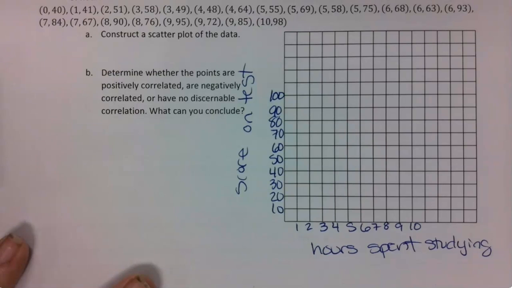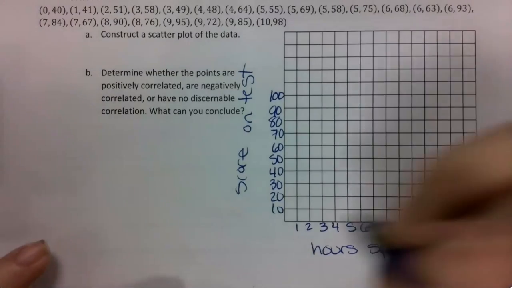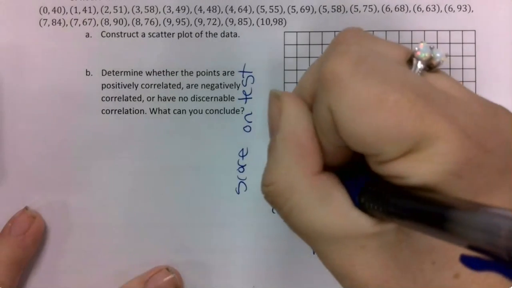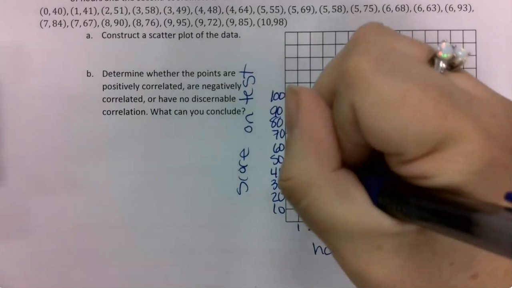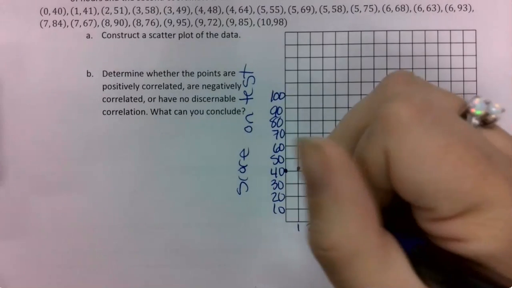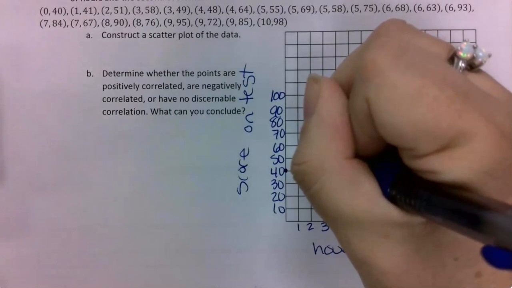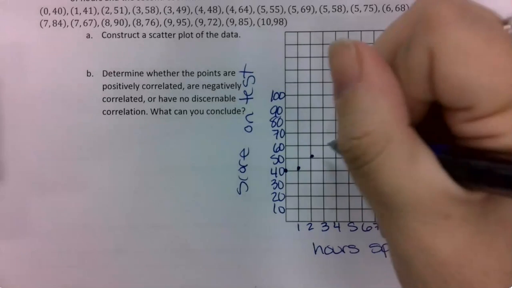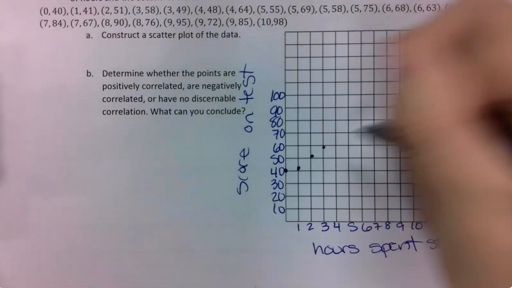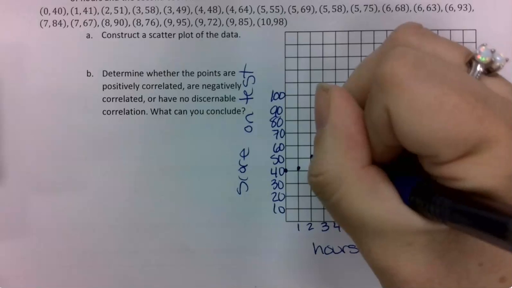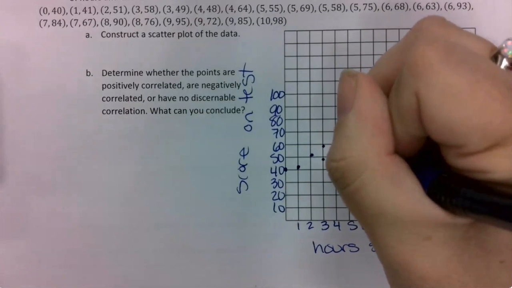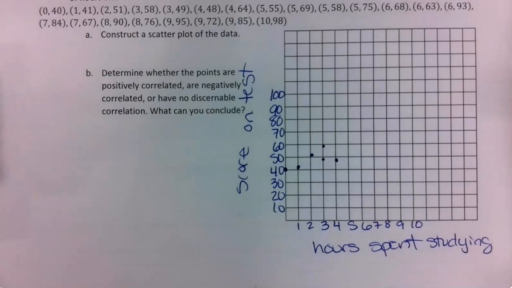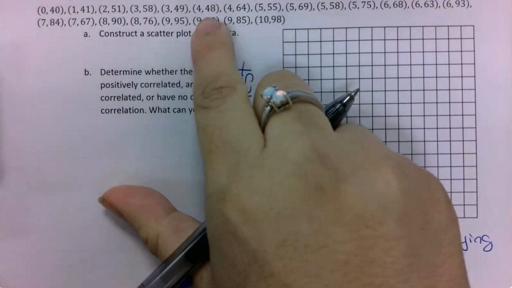Okay. Then I need to go ahead and plot all these points. There's 22 of them. So the person who spent 0 hours studying gets a 40. 1 hour is a 41. 2 hours is a 51. 3 hours is a 58. Then there's another 3 hours, that's a 49. There's a 4 hours, that's a 48.